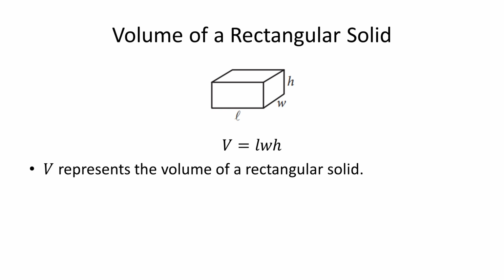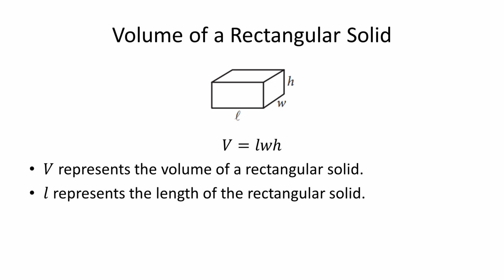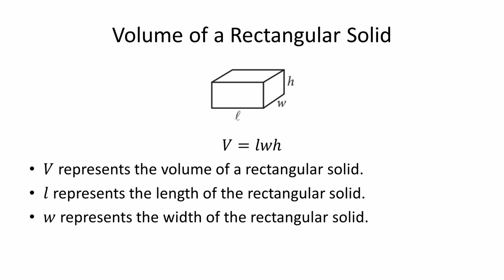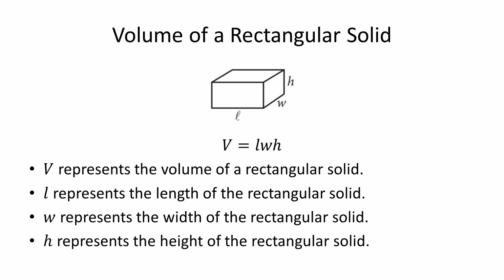The formula to find the volume of a rectangular solid is V equals L times W times H, where V represents the volume of a rectangular solid, L represents the length of the rectangular solid, W represents the width of the rectangular solid, and H represents the height of the rectangular solid.